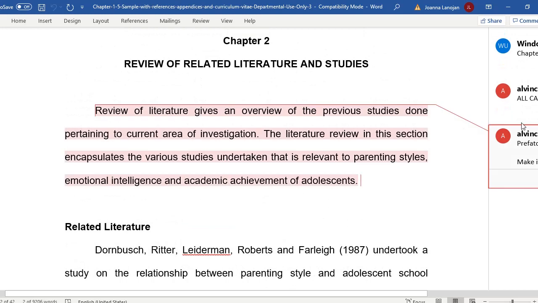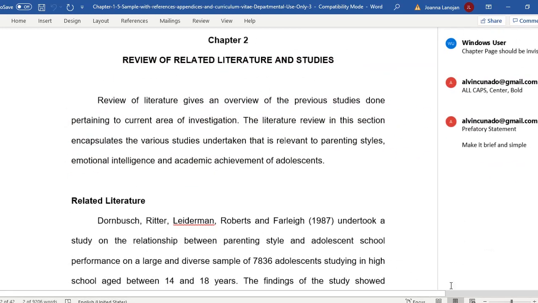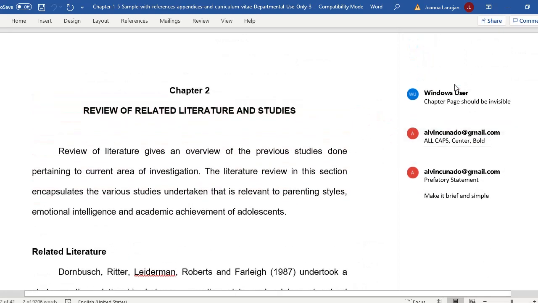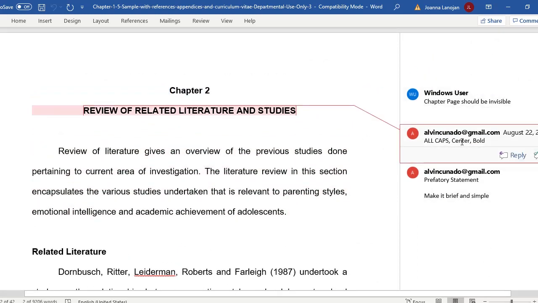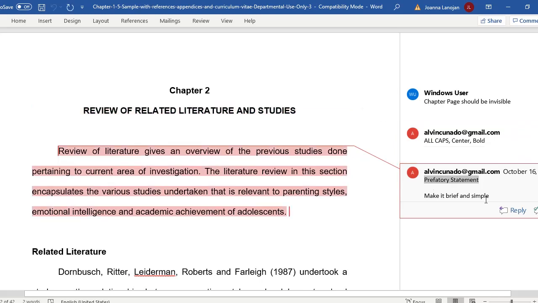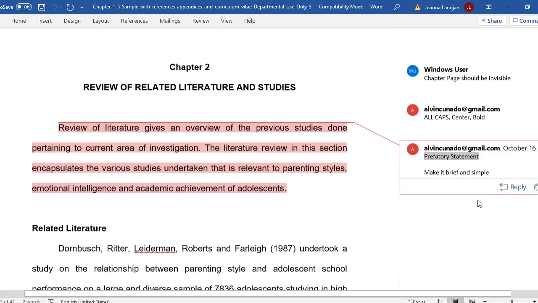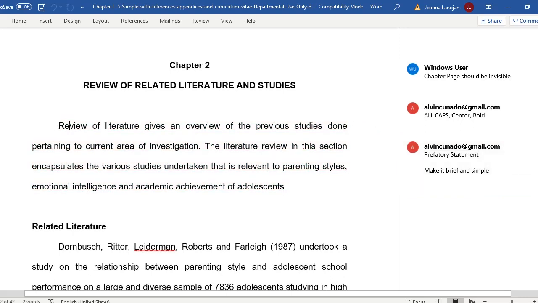Alright, the chapter page should be invisible. Chapter 2, review of related literature and studies, all caps, center, bold. Then the prefatory statement. Make it brief and simple. So, review of literature gives an overview.